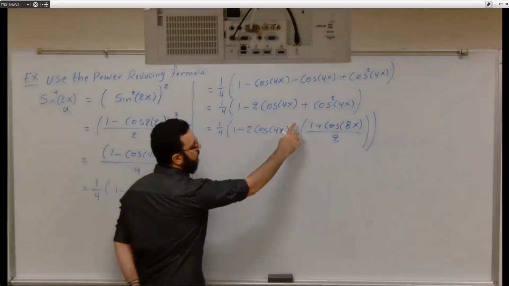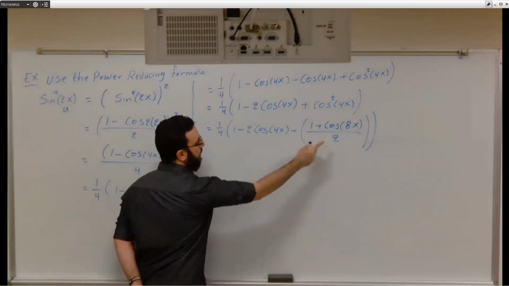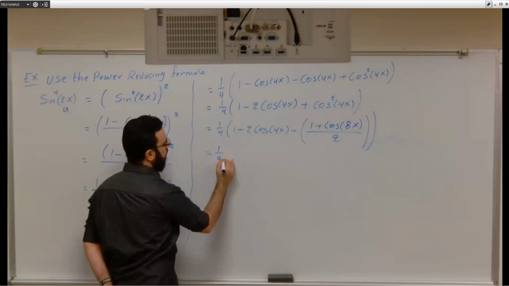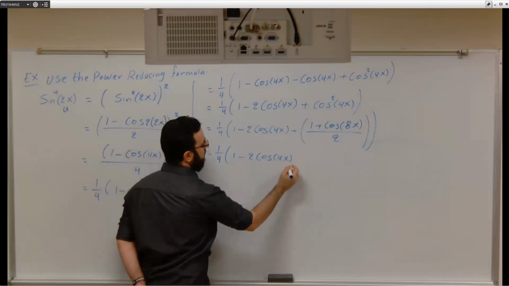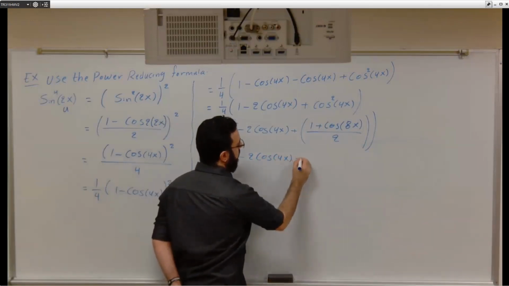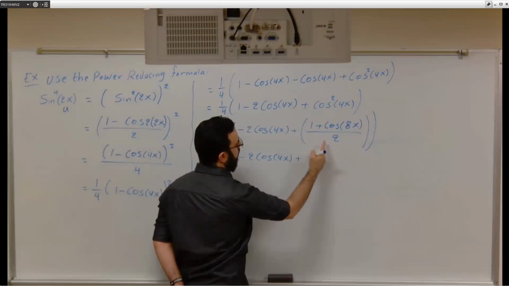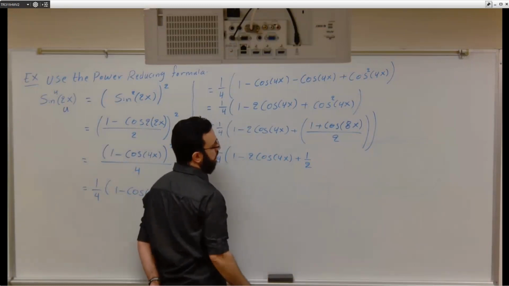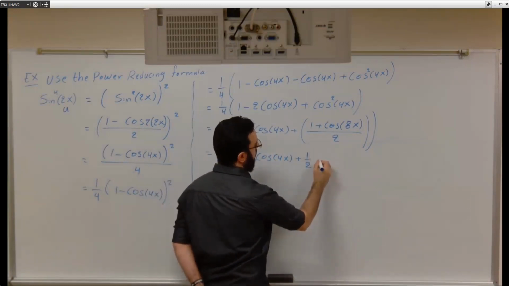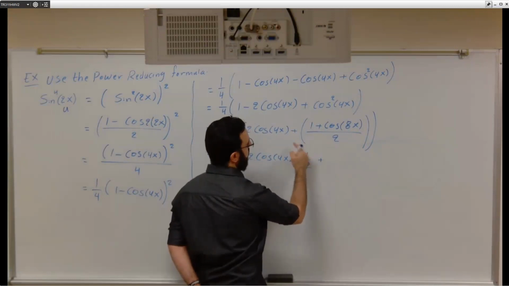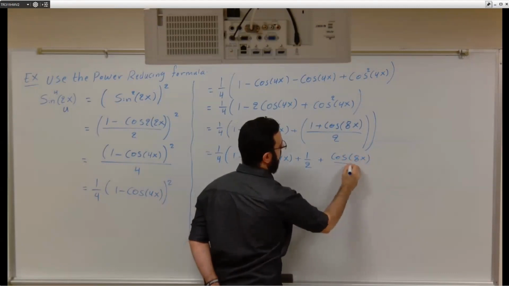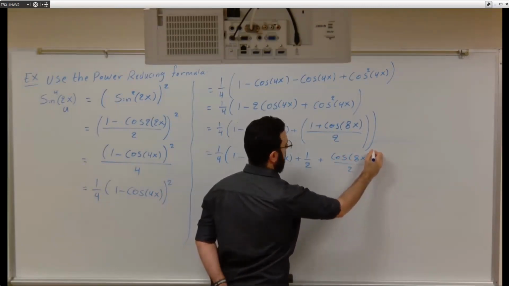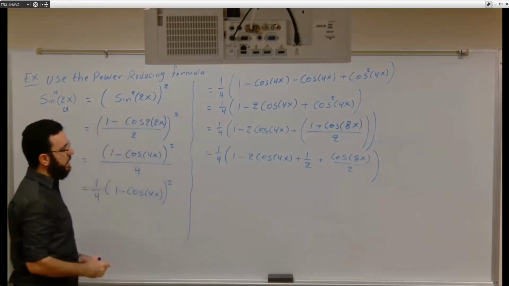Now can I take 1/2 out from the parentheses? 1/4, 1 minus 2 cosine 4x, just simplifying, plus 1/2 plus 1/2 cosine 8x over 2. Now what's the next step?